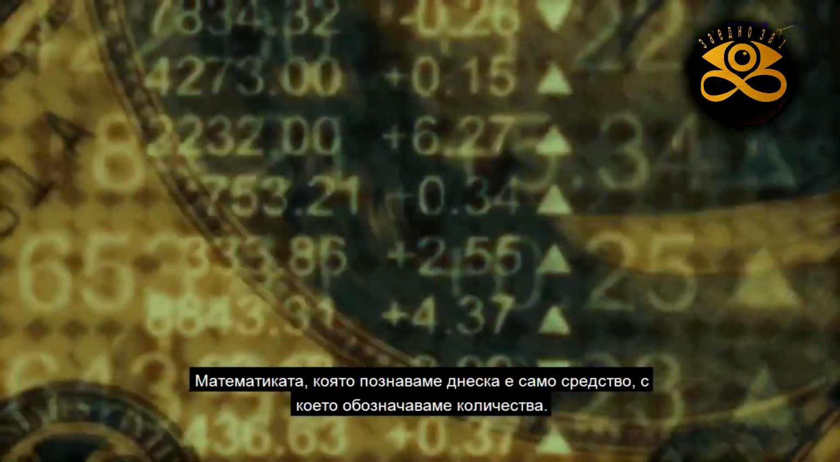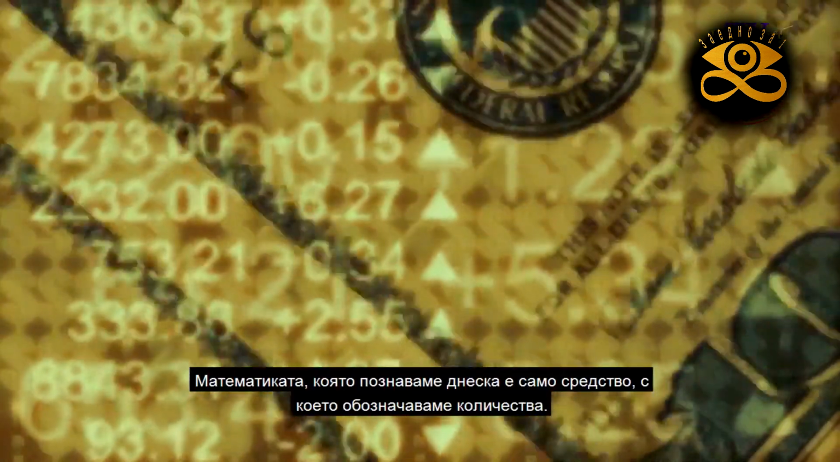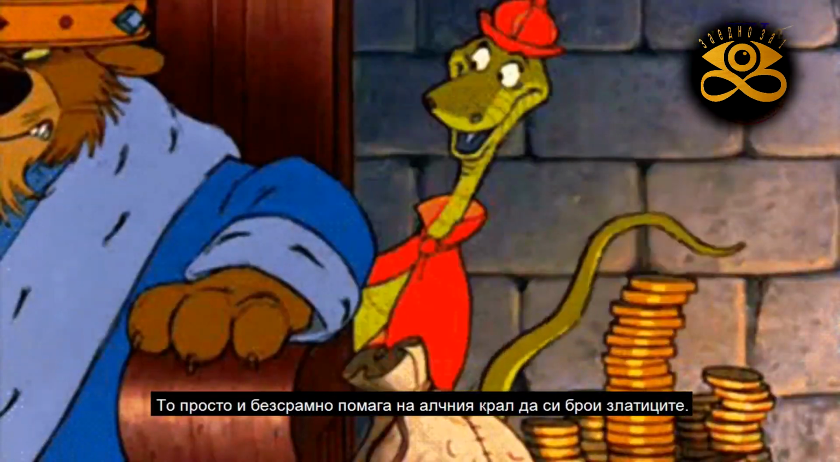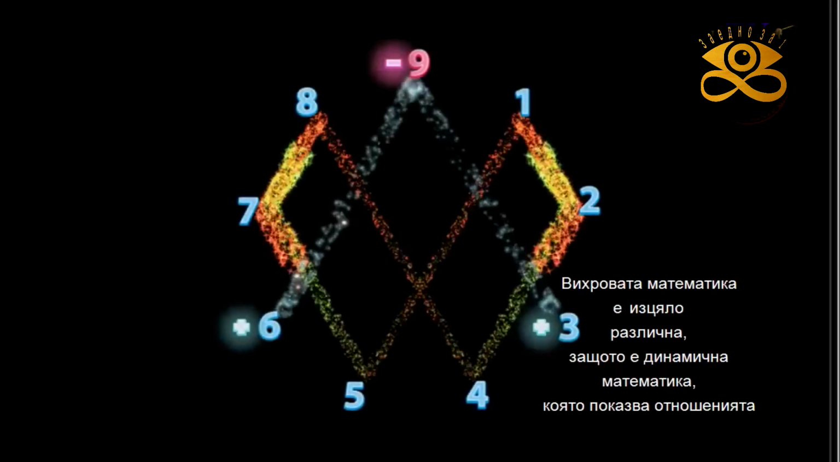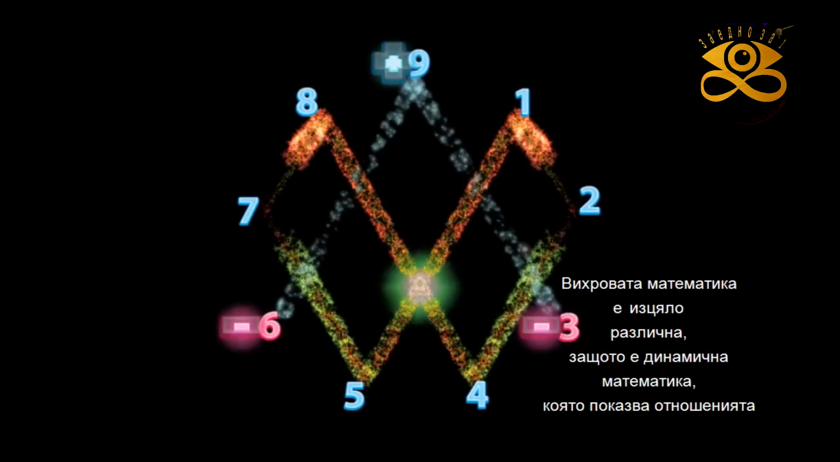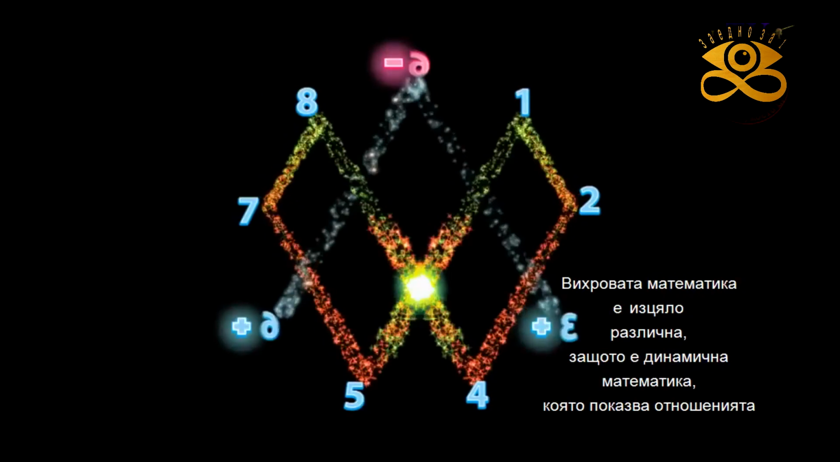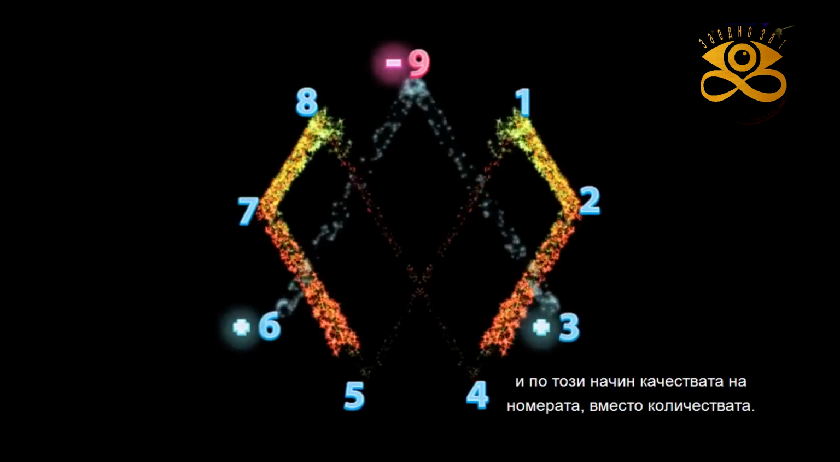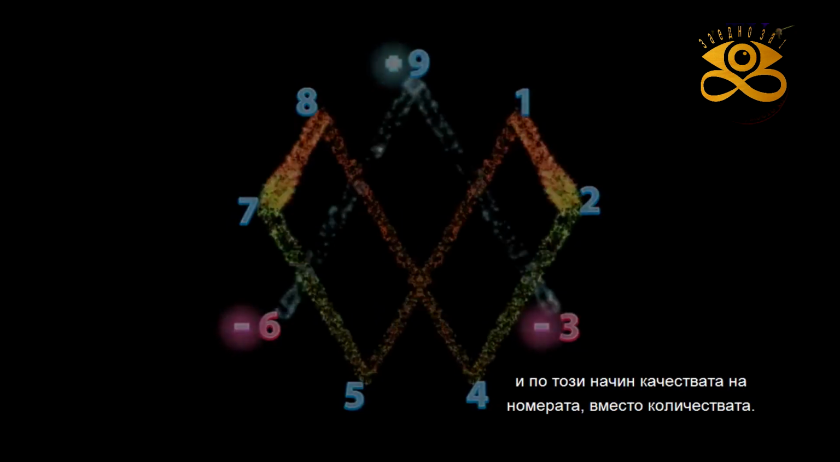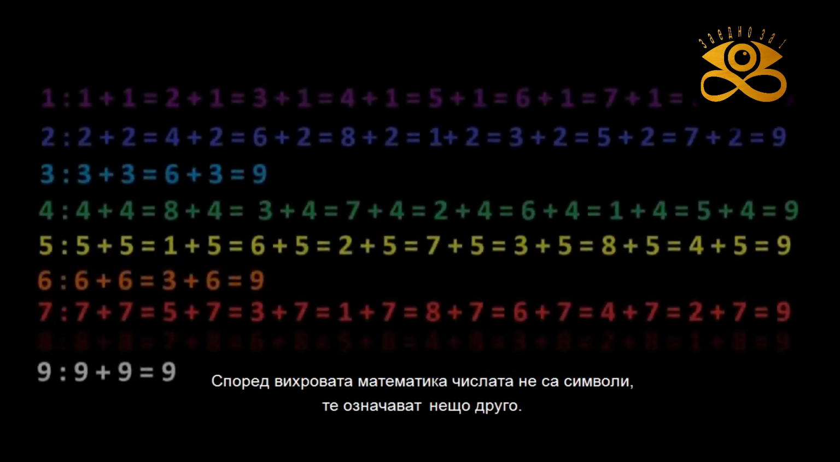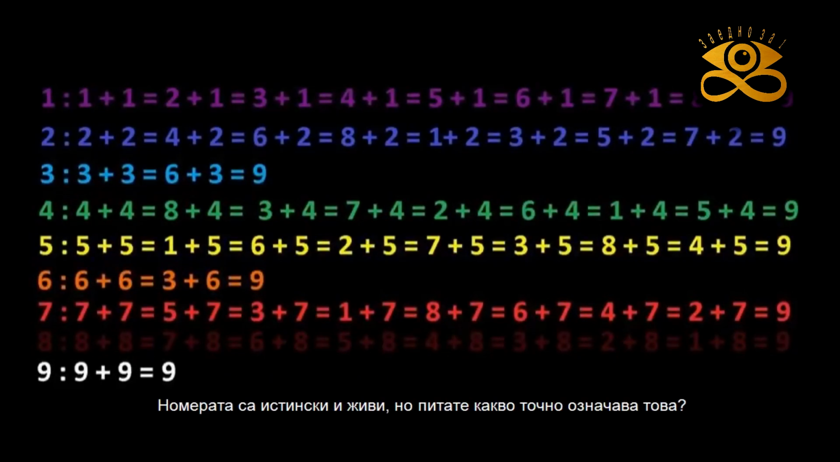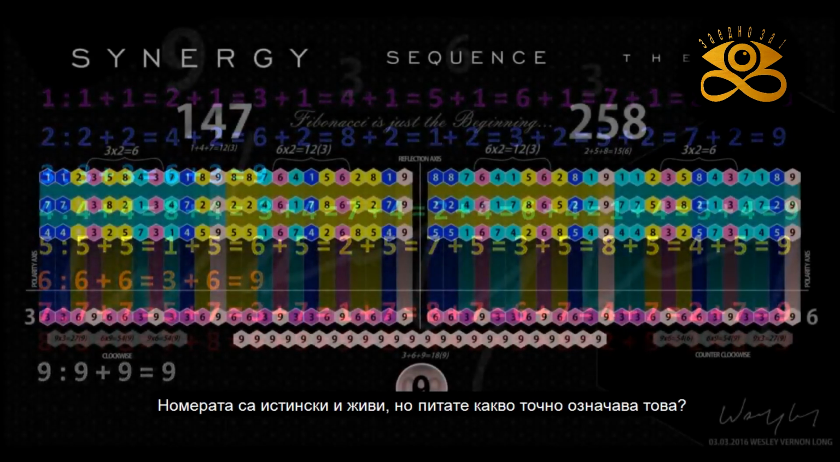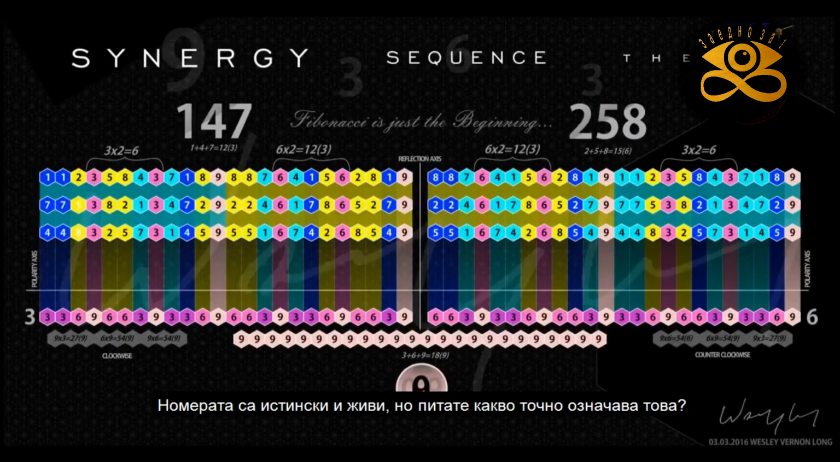Mathematics as we know it today is only a tool to symbolize quantities. It simply and shamelessly helps the greedy king count his coins. Vortex-based mathematics is completely different because it is a dynamic math that shows the relationships, and thus the qualities, of the numbers rather than the quantities. Within vortex-based mathematics, numbers are not symbols that stand for something else. Numbers are real and alive. But what exactly does that mean, you ask?